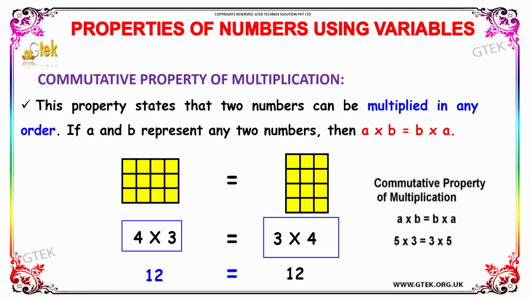The example we have here implies that we have 1, 2, 3 and 4, so 4 columns, and 1, 2, 3, so 3 rows. If you check this side, we have 1, 2, 3 and 4, so 4 rows and 3 columns. So 4 into 3 equals 3 into 4. It's quite commonly known that it's 12. So the commutative property of multiplication implies in that way.